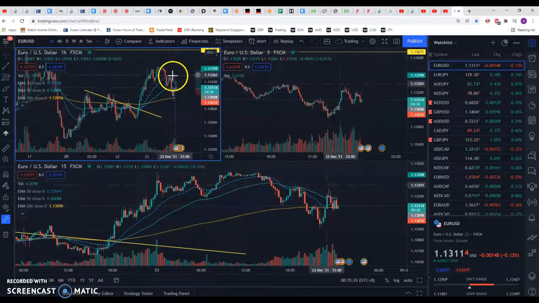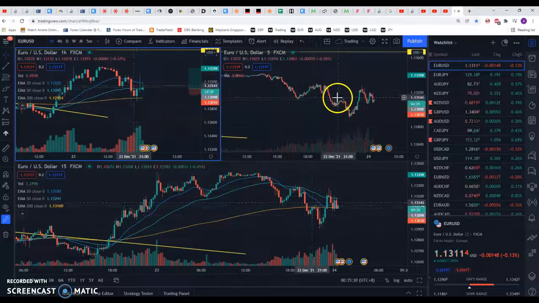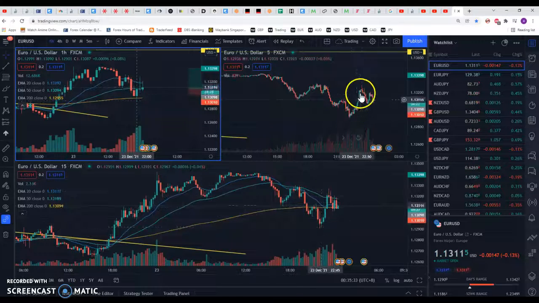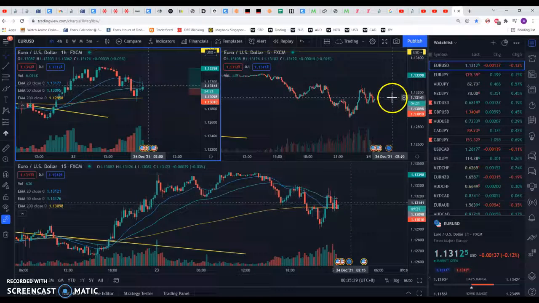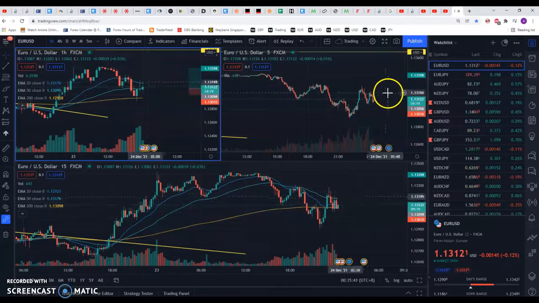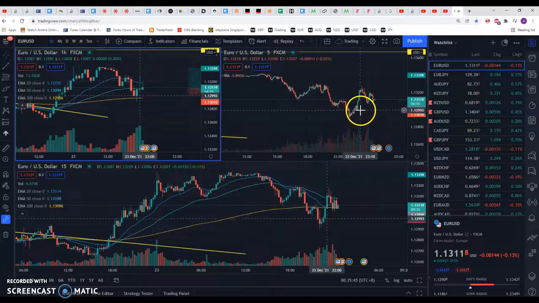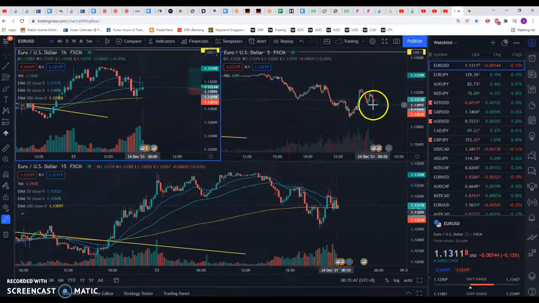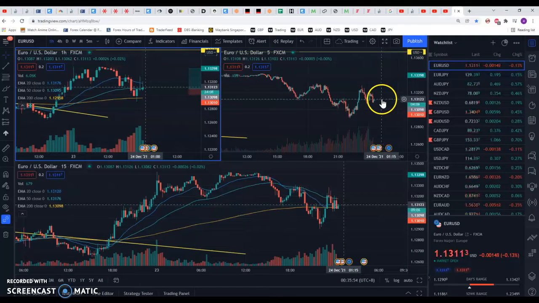Okay, technically now, this is the last guy who started it. Lopsided formation. Come back, test this area. So now it might be a range. There's now a battle between this guy and this guy. So let's just wait and see how it resolves.